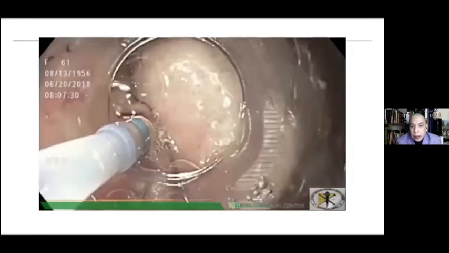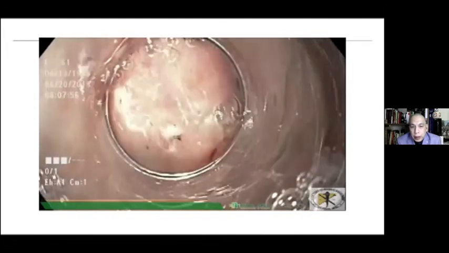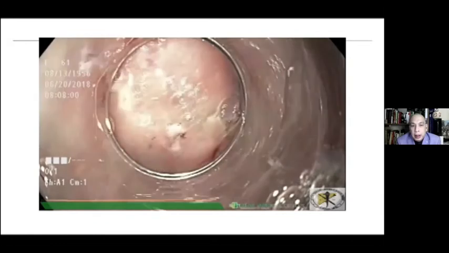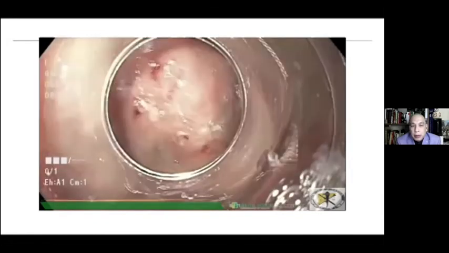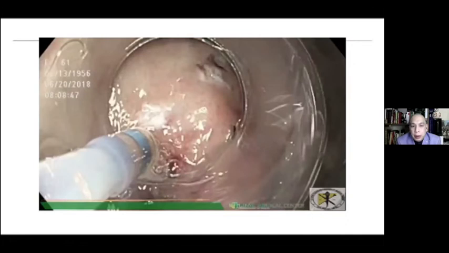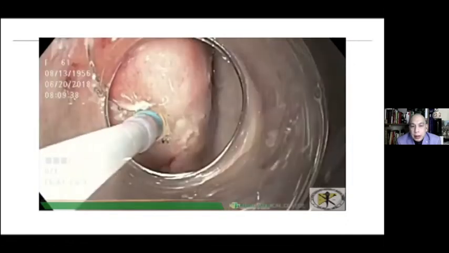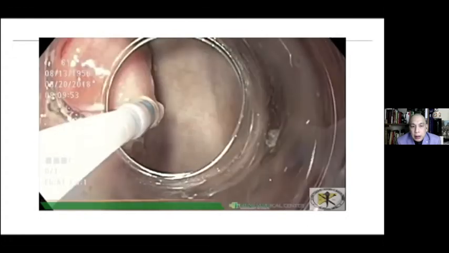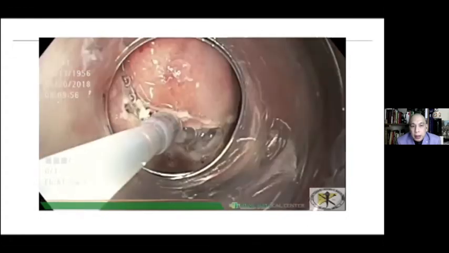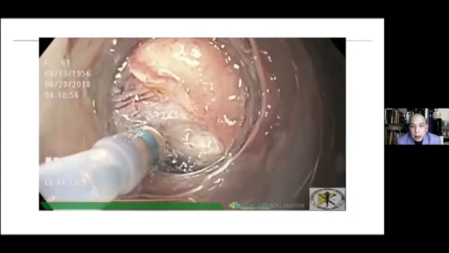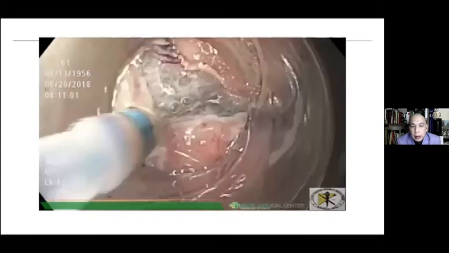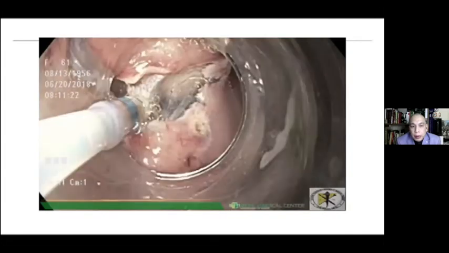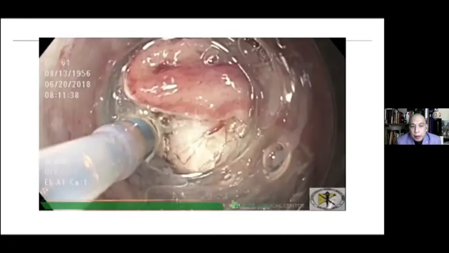So this is a dual knife. There's a short needle at the tip, and we mark the area. And then there's a cap also used to help us visualize the area, and now we do some cutting to be able to dissect the tumor, the small tumor, away from the submucosal area.